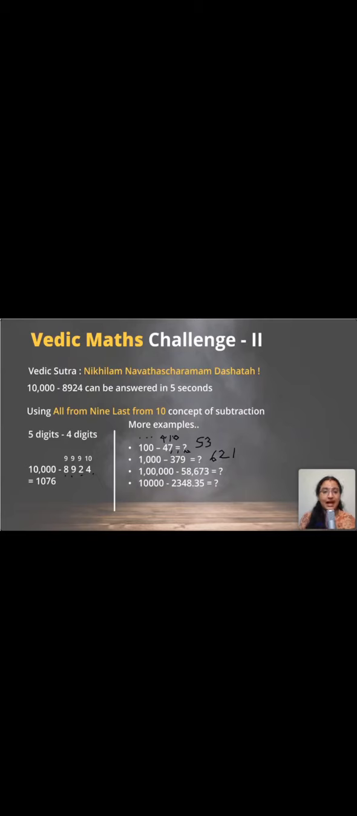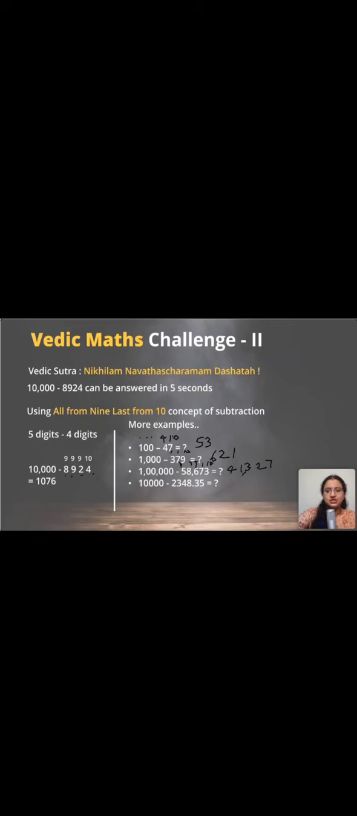Now, 1 lakh minus 58,673. 58,673 is a 5-digit number. 1 lakh is the first 6-digit number. Yes, we are good to apply this rule now. All that we have to do is all from 9, last from 10. 9 minus 5 is 4, 9 minus 8 is 1, 9 minus 6 is 3, 9 minus 7 is 2, and 10 minus 3 is 7. 41,327 is the perfectly right answer. Perfect answers on my chat box.